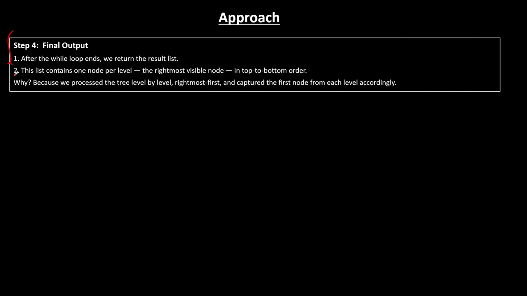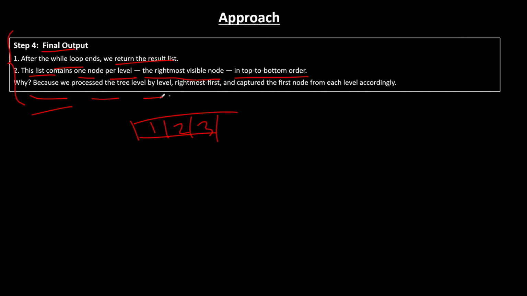Now step four, which is the final output. After the while loop ends, we return the list, the value which is basically stored in the list, we return it, right? Whatever is stored. And this list contains one node per level, which is the rightmost visible node, and it is in top to bottom order.